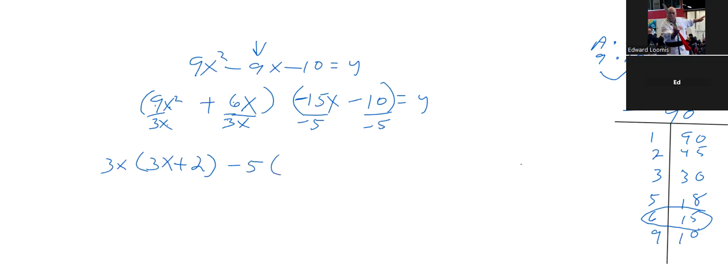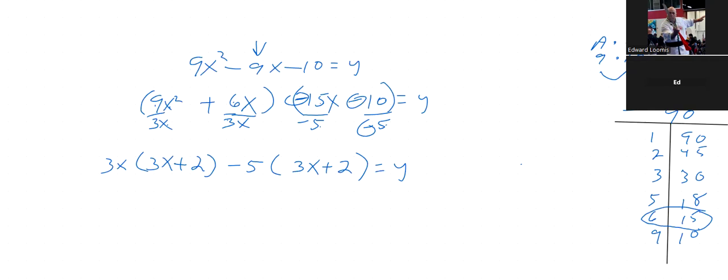15 divided by 5 is 3. Negative divided by negative will make that 3 positive. Okay? That's why I'm taking out a negative 5. I'm not doing anything with the x, so I'm just going to bring it down. I have 10 divided by 5 is 2. Negative divided by negative makes that positive, and that's all equal to y.